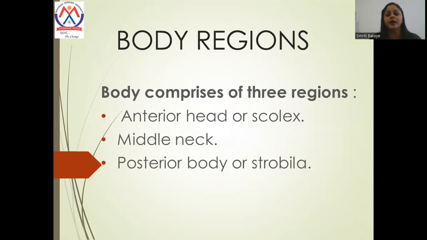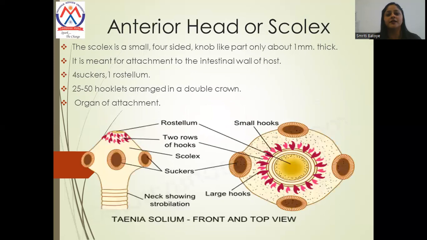Now, if we talk about their body division, Taenia solium is divided into three regions. The anterior-most region is known as the head, or in the case of this parasite, the scolex. The next part is the middle part, which is the smallest part in the body of Taenia solium, which is the neck. And after that, the longest part of the Taenia solium body is the posterior body, also known as the strobila. First of all, we are going to discuss the anterior head or scolex.